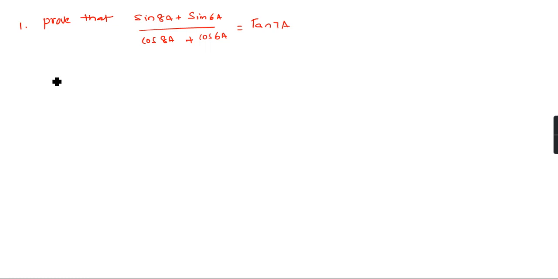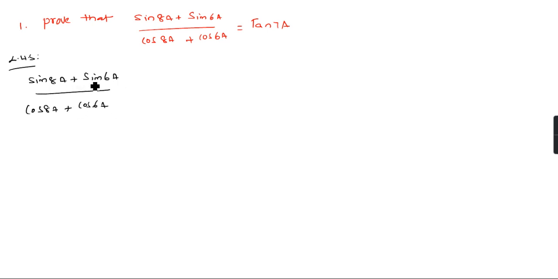Okay. So now the question is: prove that (sin 8a + sin 6a) / (cos 8a + cos 6a) is equal to tan 7a. First we have to take the LHS. What is the LHS here? That is (sin 8a + sin 6a) / (cos 8a + cos 6a).